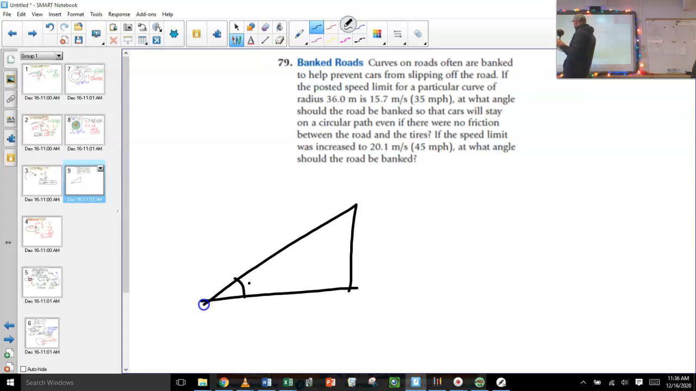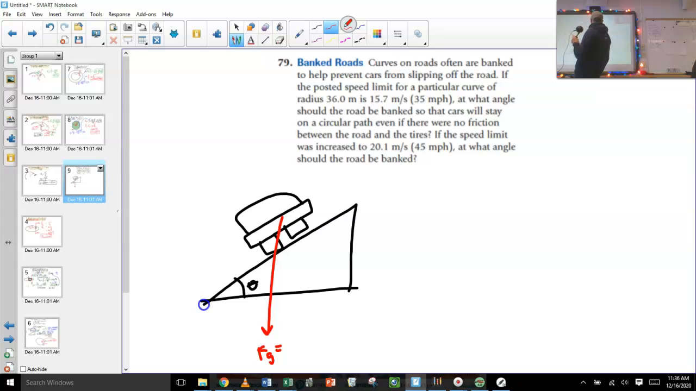What angle? So here's a back end view of my car. Here's my wheels, here's my bumper, here's the car. Here's what's happening. Gravity is pulling this car down. It doesn't tell you what the thing weighs. It doesn't matter. It's all going to come out in the end. So I'm just going to make up a mass of 100. So if you take 100 times 9.8, you get 980 newtons.